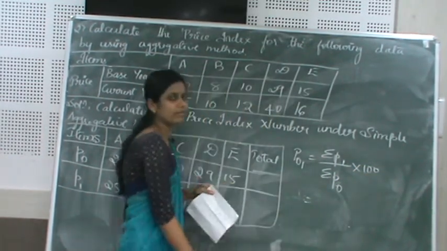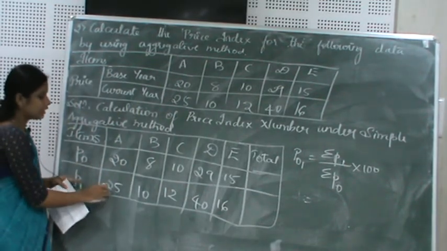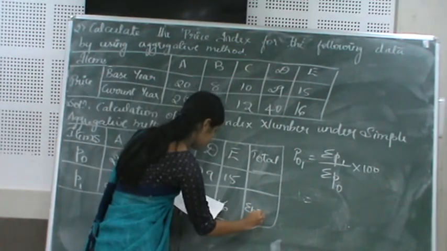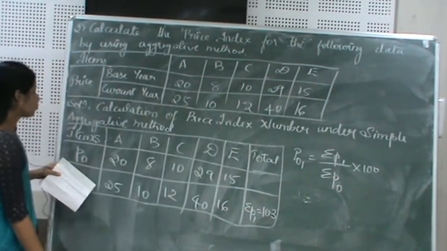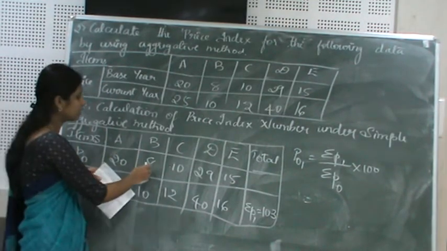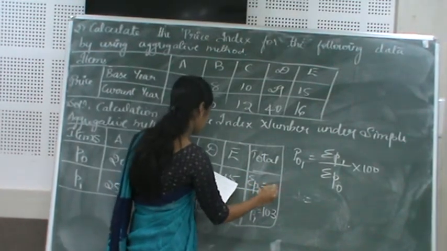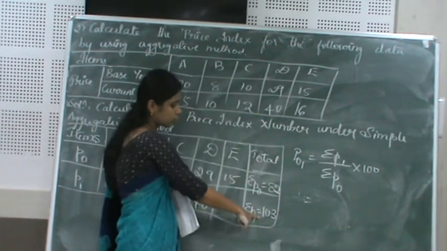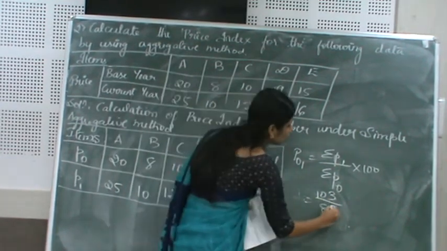So for summation of P1, we have to calculate both the rows' totals. First we will calculate the total of P1: 25 plus 10 plus 12 plus 40 plus 16. So summation of P1 is equal to 103. Next we are going to make the total of base year prices: 20 plus 8 plus 10 plus 29 plus 15. That is summation of P0 is equal to 82. Now substitute the values. Summation of P1 is 103 divided by summation of P0 is 82 into 100.